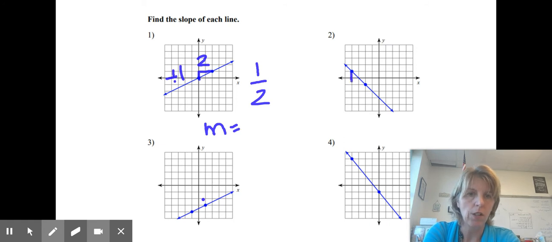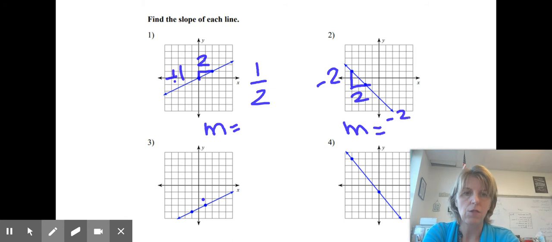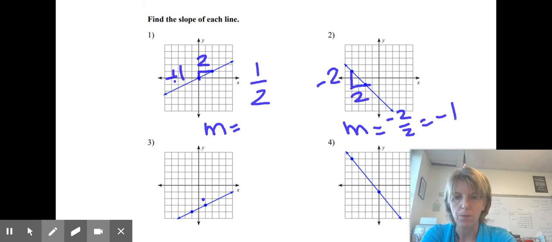This one we're going to go elevator down and then run, run, run. So we went down 2. So it's -2. And then we ran 2. So our slope is -2/2, or we could just say -1. If you can simplify, you should absolutely simplify.